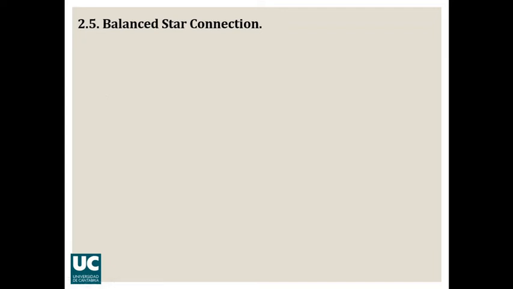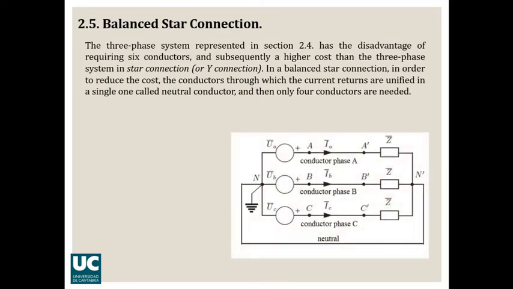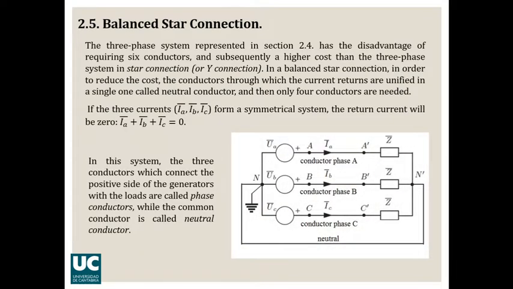Hi everyone! In the previous video we explained the main characteristics of the balanced star connection. There you have a representation of this type of connection with the three-phase conductors, the three generators, the load which is connected to each phase of the system, and then the neutral conductor for the return of the current from this point N prime up to this other point N.